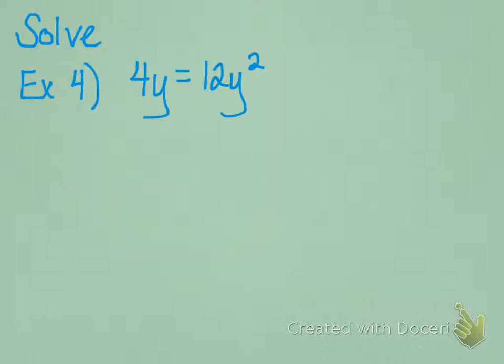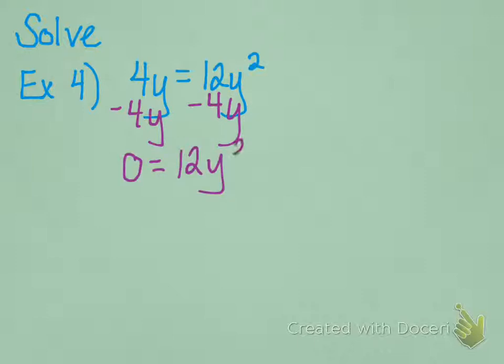Alright, this last example here also says solve. So like I told you on the last one, the first thing you have to do is get it equal to 0. So you can either subtract 4y or you can subtract 12y squared. It doesn't matter. But what I'm going to do is subtract 4y. So I have 0 equals 12y squared minus 4y.